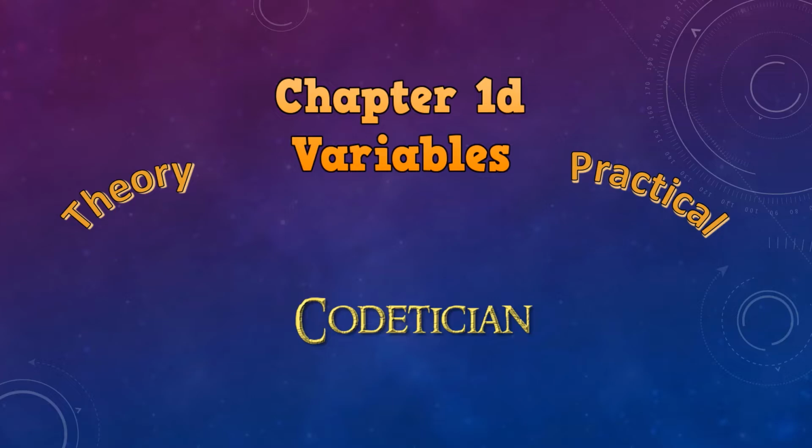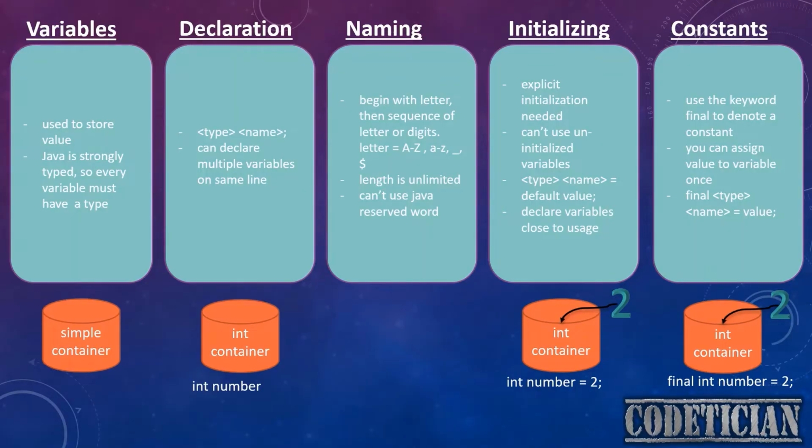Now let's begin. In this section, we are going to discuss variables, their declaration and their initialization, like how to use variables in Java. So what are variables? You can think of variables as simple containers or boxes which are used for storing values. And as Java is a strongly typed language, every variable must have a type.